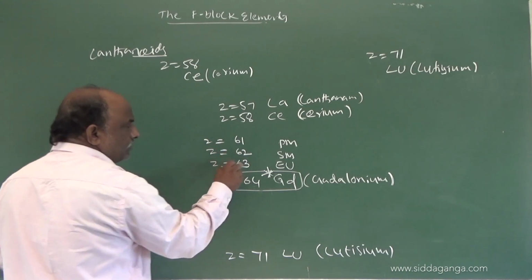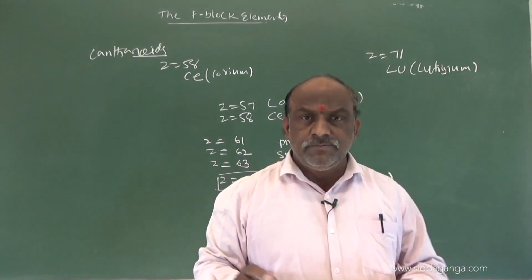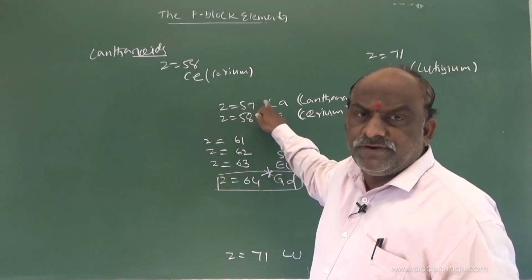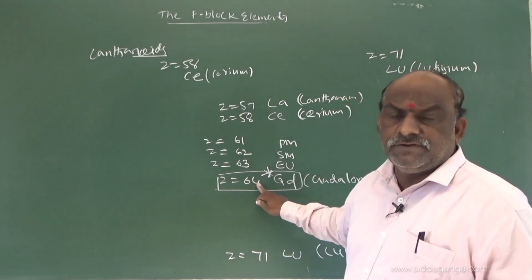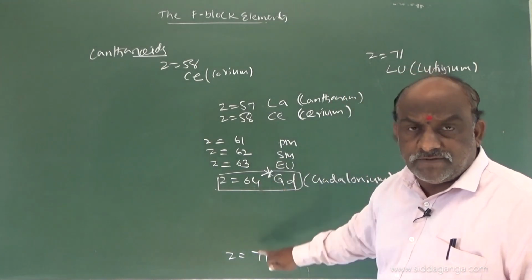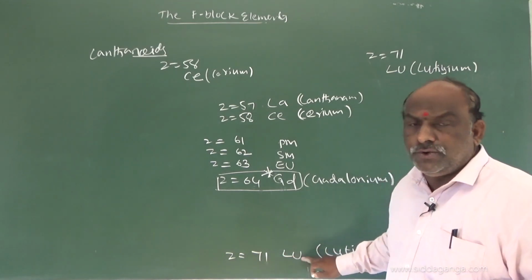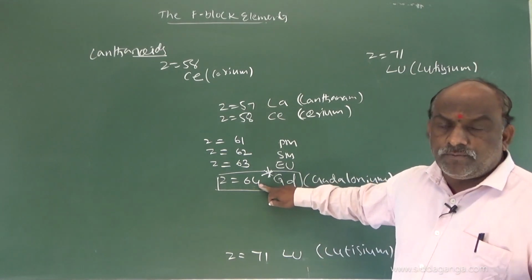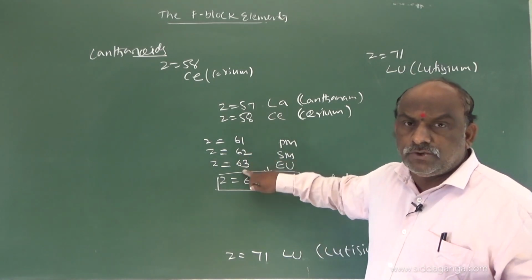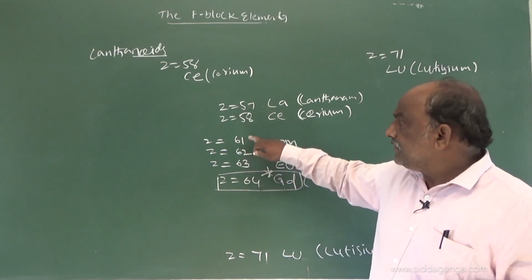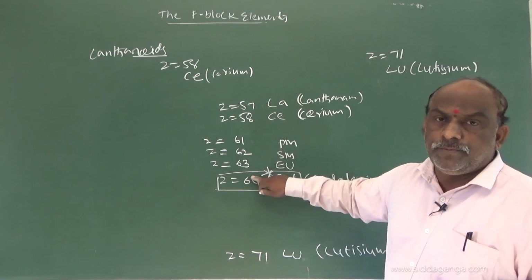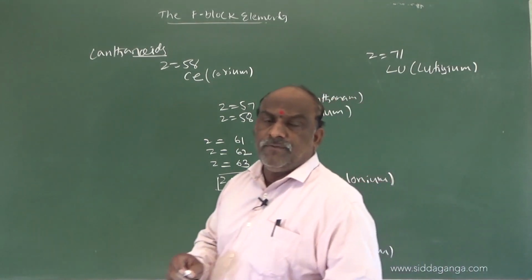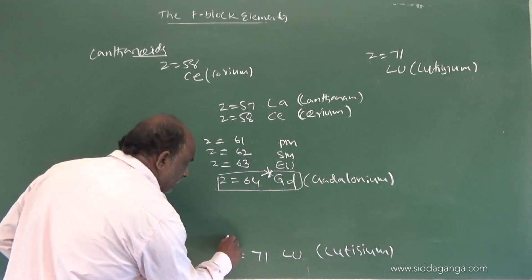So my dear students, don't neglect this. That's why I gave a simple technique. It is 57 lanthanum. 57 plus 7 is 64, and 64 is gadolinium. 64 plus 7 is 71, and 71 is lutetium. Before gadolinium, the elements are europium, samarium, promethium.